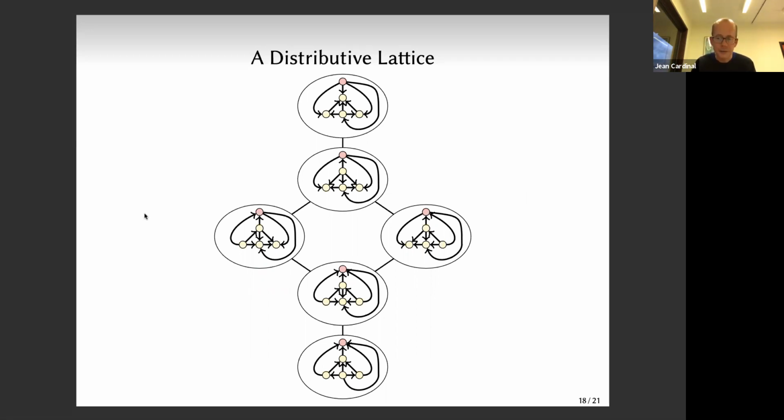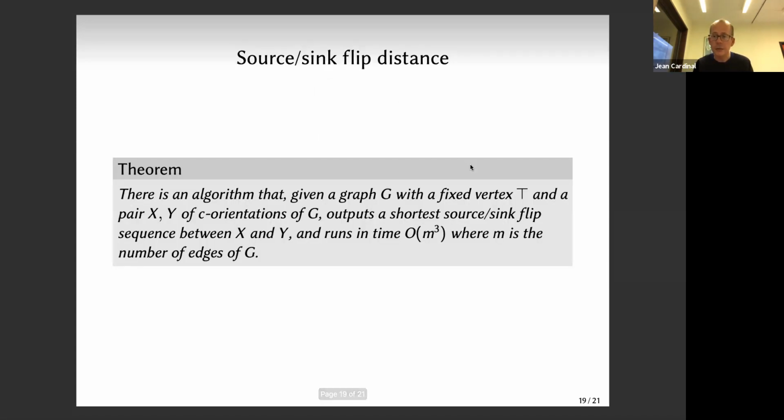And thanks to this nice structure, you can see this, right? For instance, if you go from this one to the top one, you transform this source here, which is the yellow vertex just below the top one. It was a source, and you transformed it into a sink, right? And you can check that this flip here is transforming this source into a sink there.